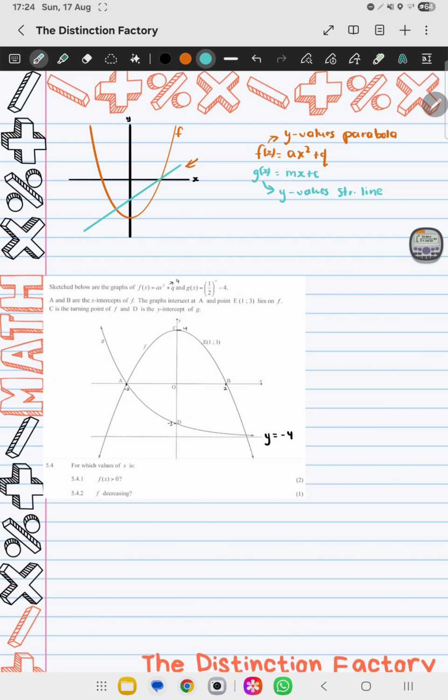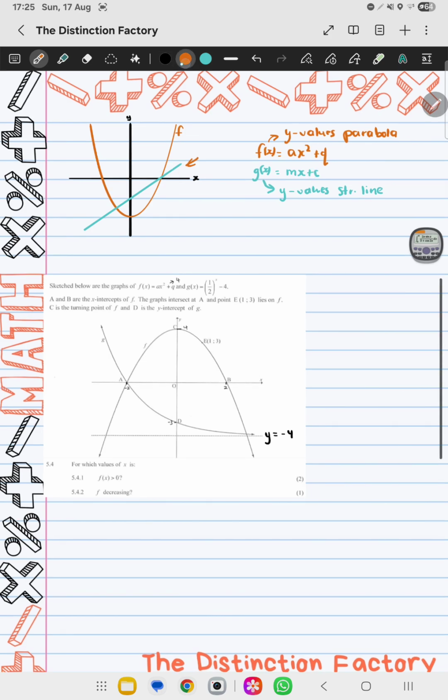Remember that every y value, so every f of x or g of x, has a corresponding x coordinate. And you need to bear that in mind when we are answering these type of questions. So the first one says, sketch below are the graphs of f of x, which is ax squared plus q, meaning that we have a parabola. And we have the graph g of x, which is a half to the power x minus 4, meaning that it's an exponential.